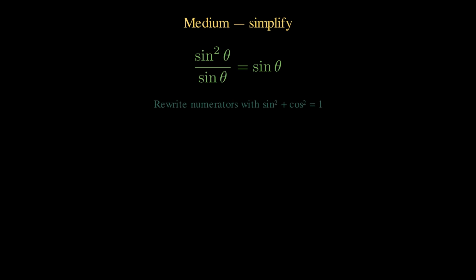Medium example. Simplify 1 minus cosine squared theta, all divided by sine theta, assuming sine theta is not 0. Replace 1 minus cosine squared with sine squared, then sine squared over sine is sine theta. This is a classic SAT pattern. Factor identities into sines and cosines, then cancel carefully.